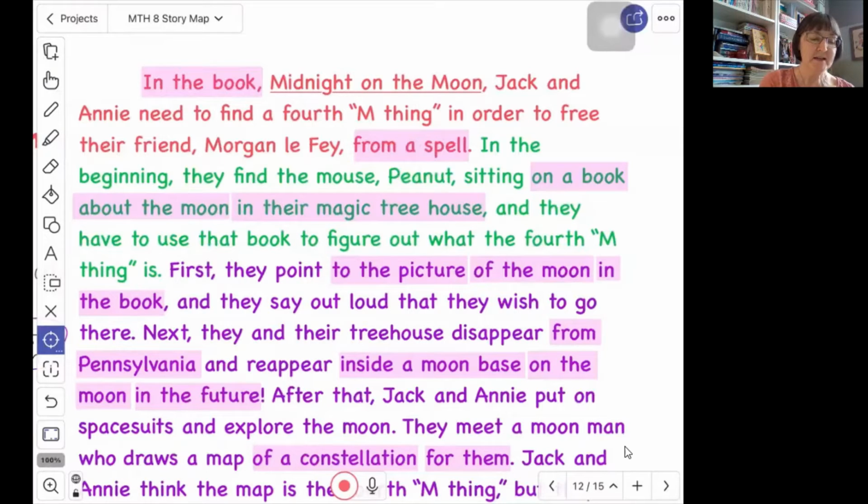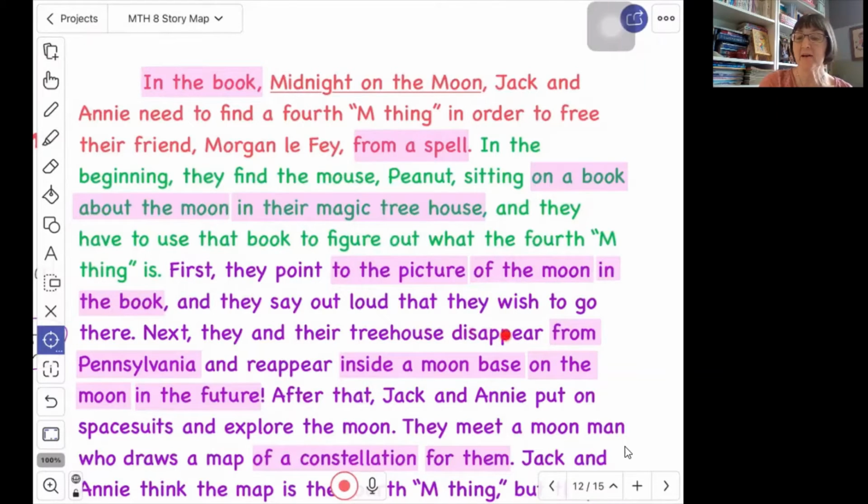Where is Peanut sitting? On a book. What is the book about? About the moon. Where are they? In their magic tree house. More information about this picture. It is of the moon. Where is the picture? In the book.